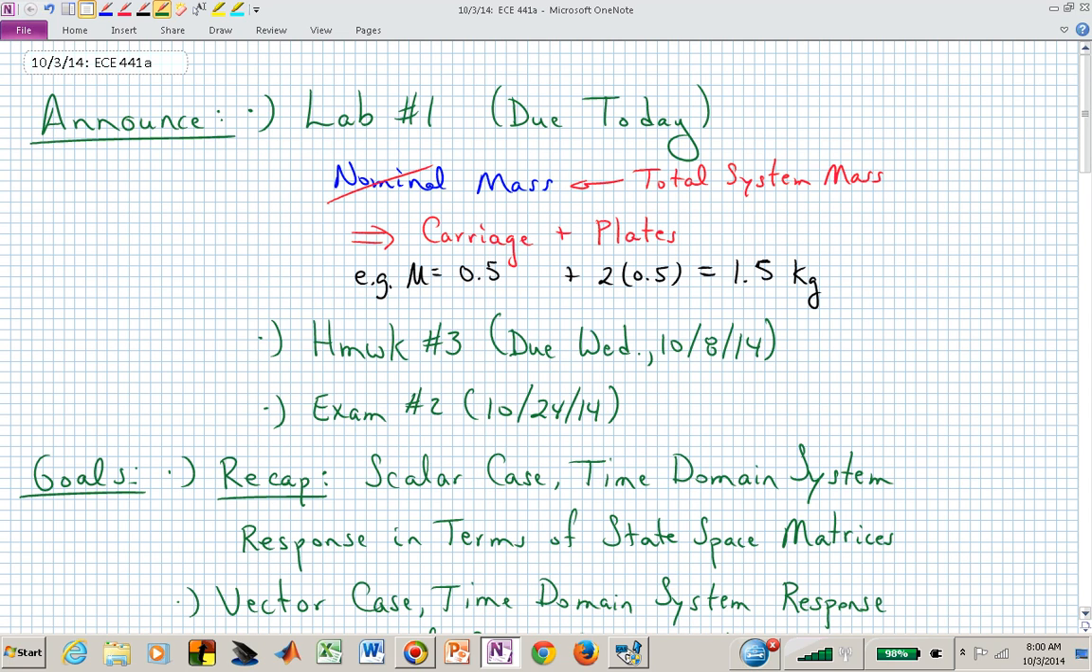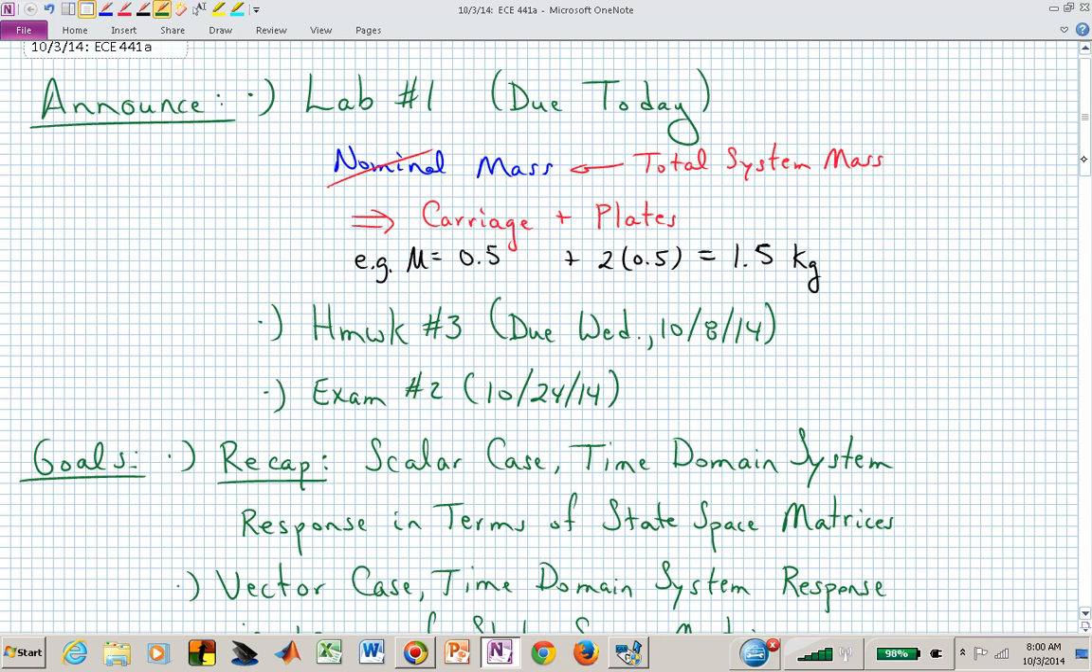As people are turning in their labs, let me make a clarification if it wasn't clear. The labs are due today, but some people, I think, are getting confused with what I was calling a nominal mass. You need to include the weight, the mass of the carriage in addition to the plates. So if you haven't done that, you can correct your lab and resubmit it.